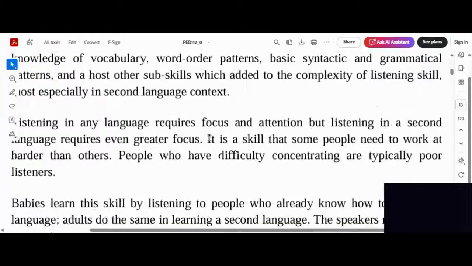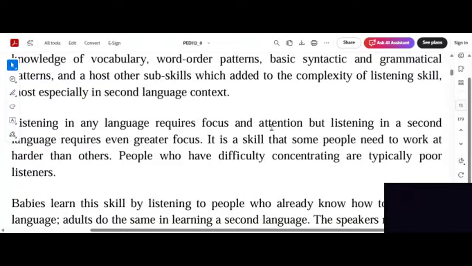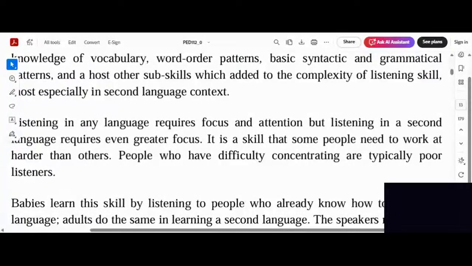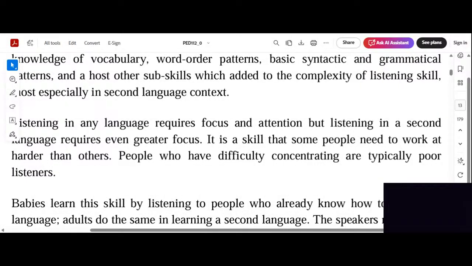So listening in any language requires focus. Mind you, the primary aim of listening is to understand what the person is saying, far more than just hearing the person. You can just be hearing the sound the person is making without deriving any meaning from it. That is not listening. Listening goes far beyond just hearing. It goes into making meaning out of what is being heard and properly understanding what the person is saying. So it is a skill that some people need to work at harder than others. People who have difficulty concentrating are typically poor listeners.